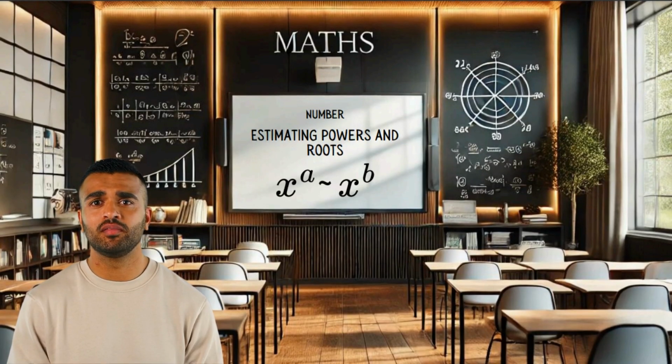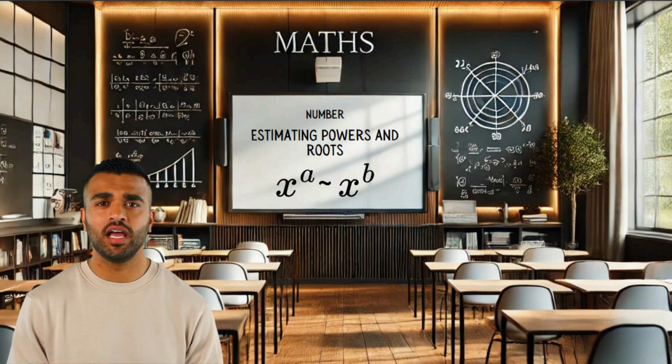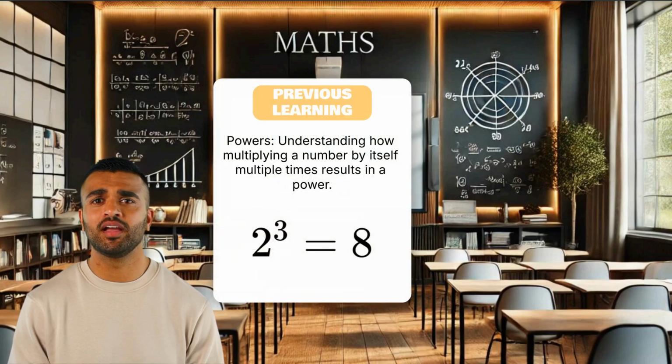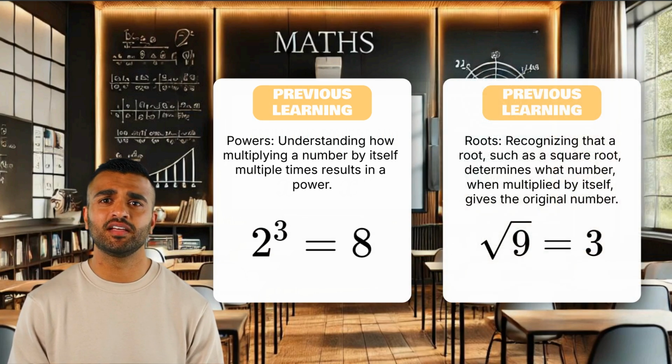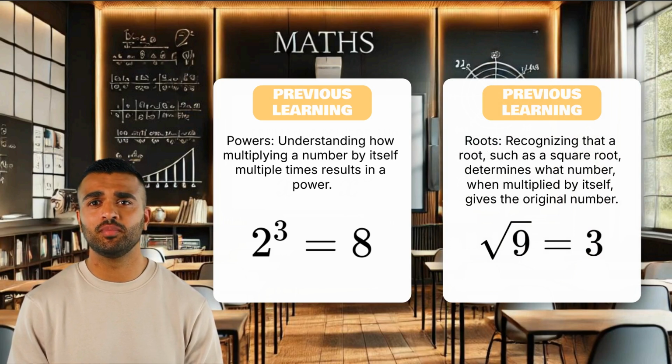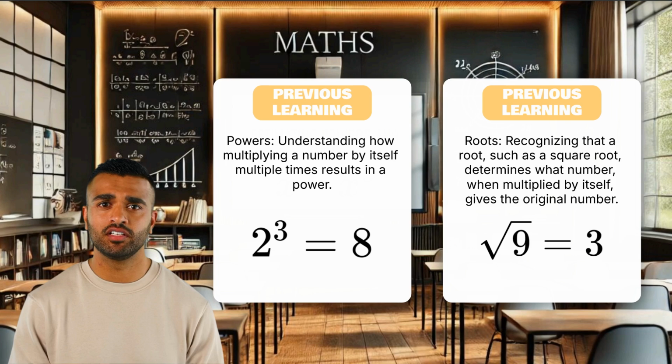So far, you have become familiar with the basic concepts of powers and roots. Specifically, powers, understanding how multiplying a number by itself multiple times results in a power, such as 2 cubed equals 8. And also, roots, recognizing that a root, such as a square root, determines what number, when multiplied by itself, gives the original number, for example, the square root of 9 equals 3.